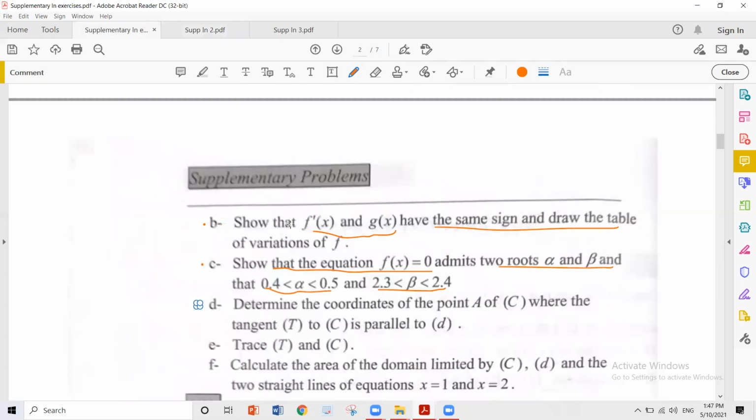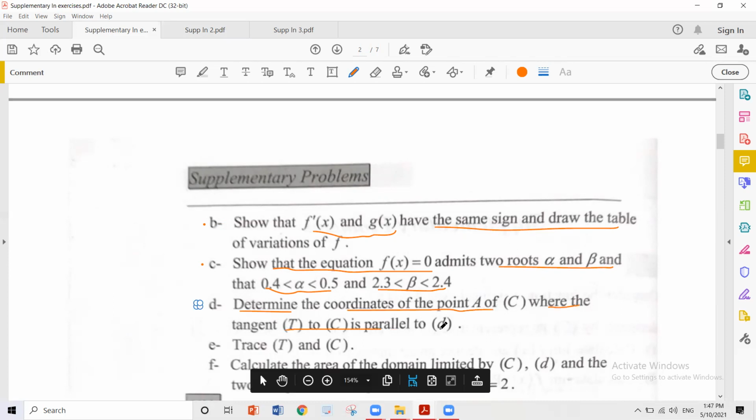Part D. Determine the coordinates of the point A on C where the tangent T to C is parallel to D.